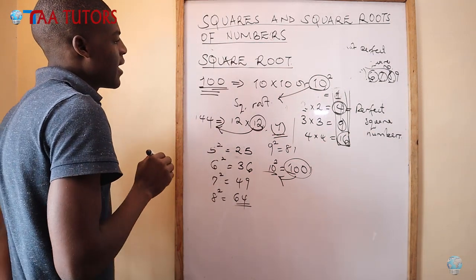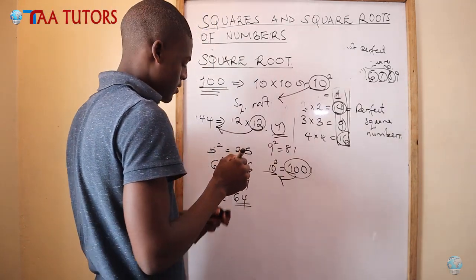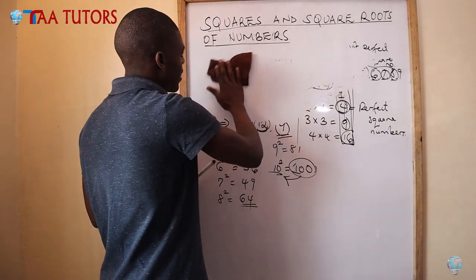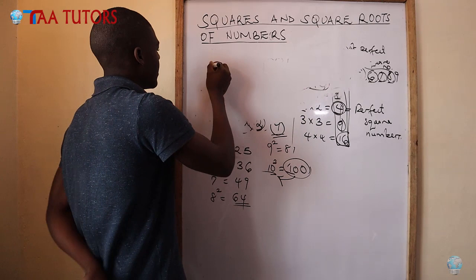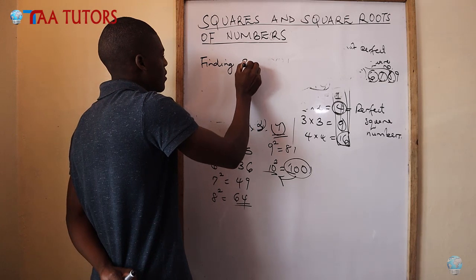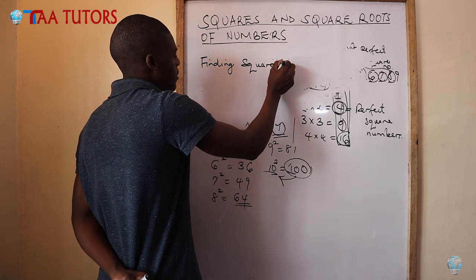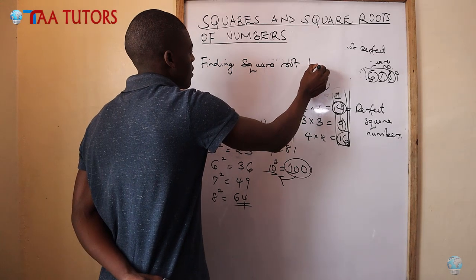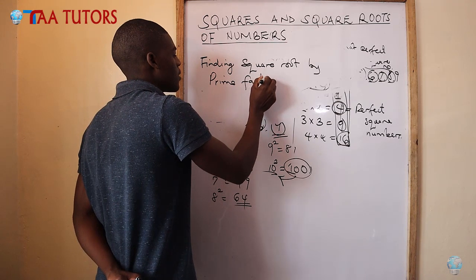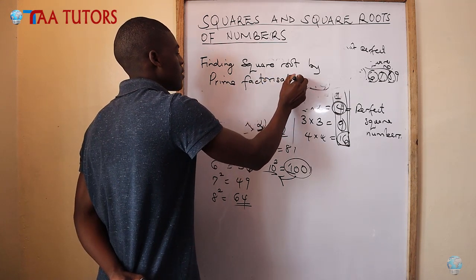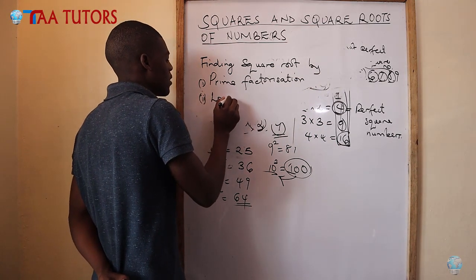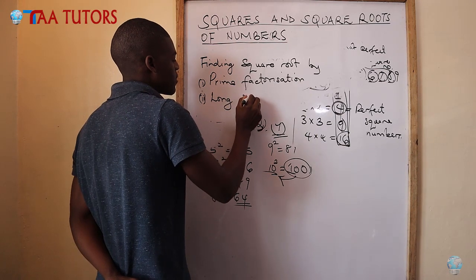There are many ways in which you can calculate square roots, but the two major ones are as below. Number one is finding square root by prime factorization. Then number two is long division.